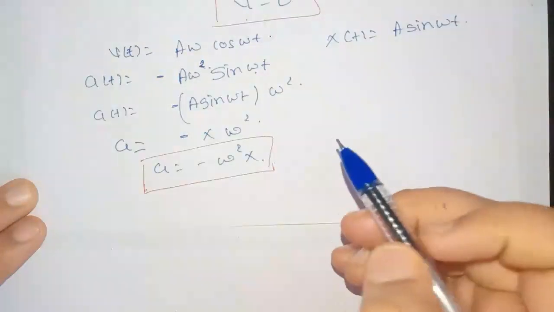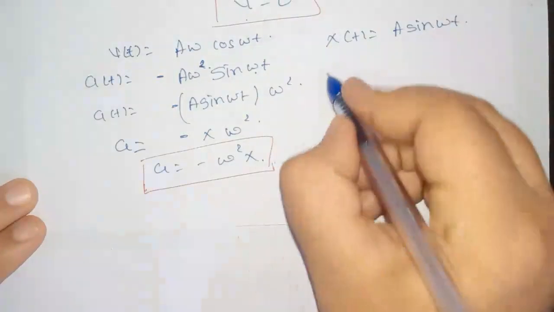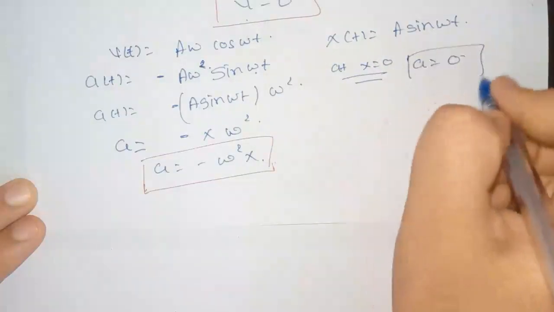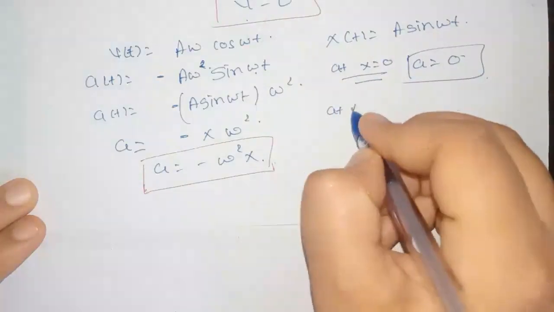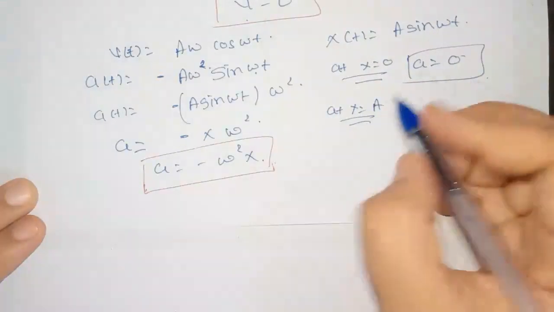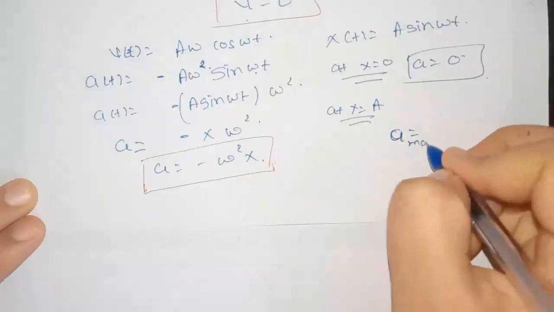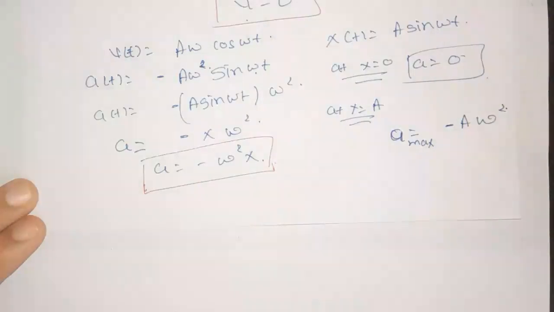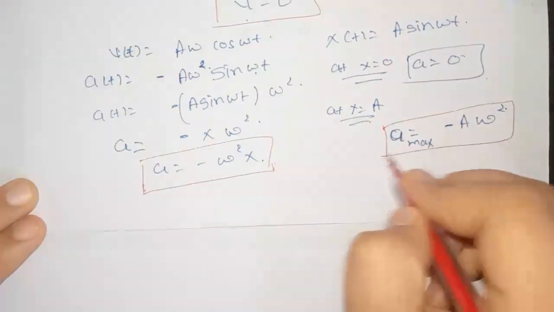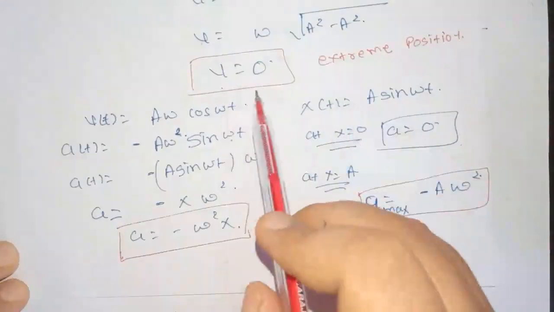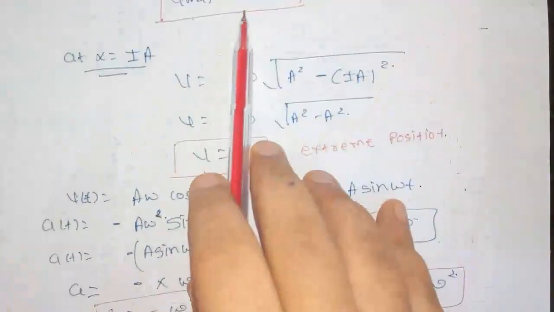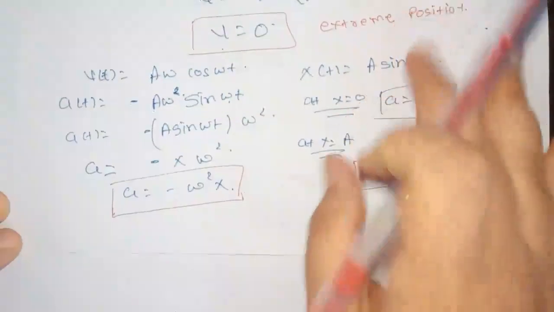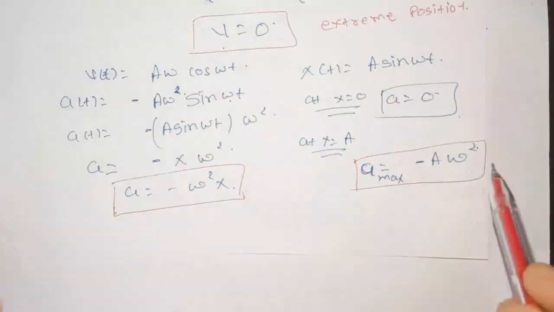Now let us see acceleration at different points. At x is equals to 0, the acceleration will also be 0. At x is equals to a, that is extreme position, the acceleration will be maximum, that is equals to minus a omega square. So at mean position, velocity will be maximum and acceleration will be 0. At extreme positions, velocity will be 0 and acceleration will be maximum.